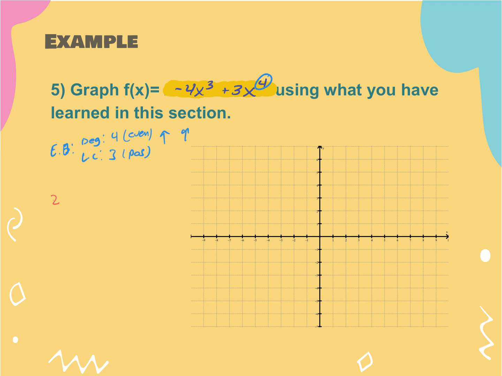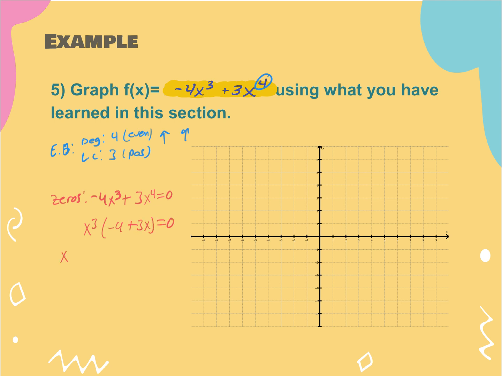Now to find our zeros, set this equal to 0 and factor it. So you get negative 4x to the 3rd plus 3x to the 4th equals 0. Take out a GCF. In this case, it's going to be x to the 3rd. So we get x to the 3rd times negative 4 plus 3x equals 0.